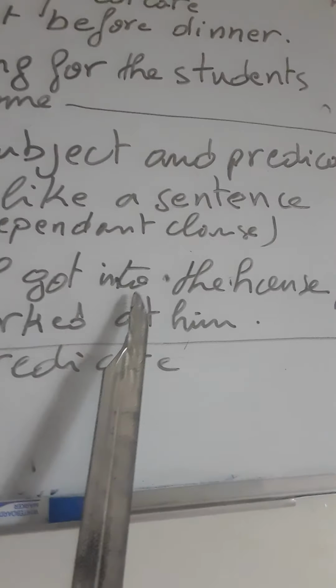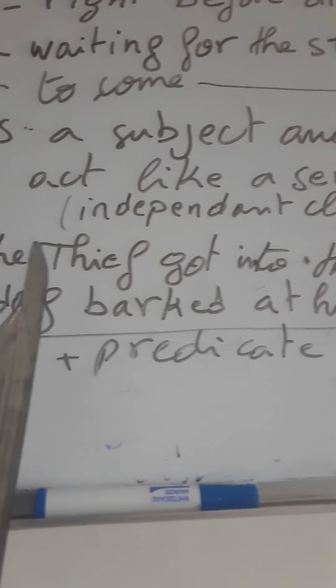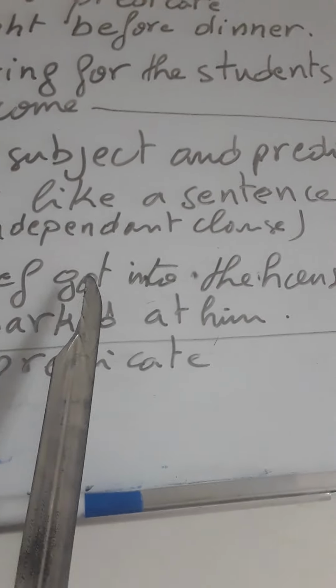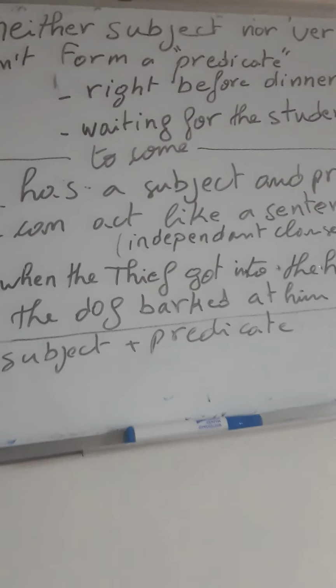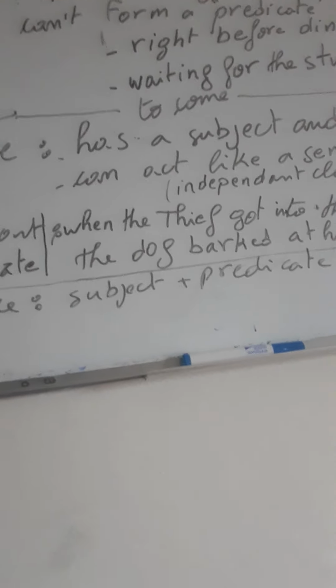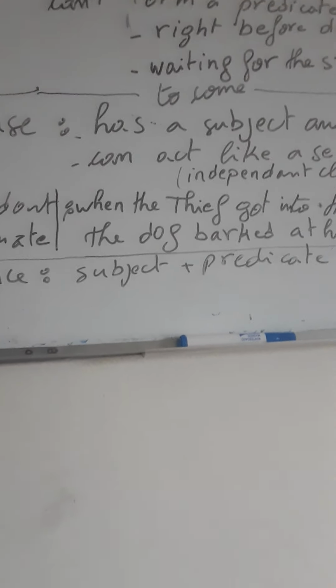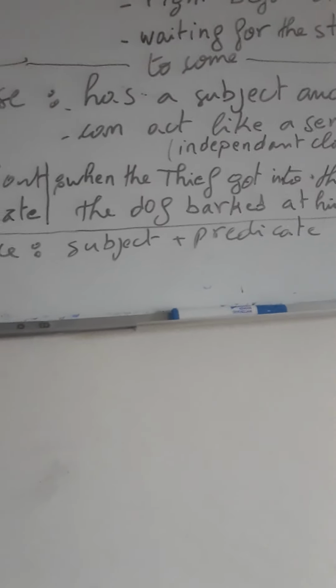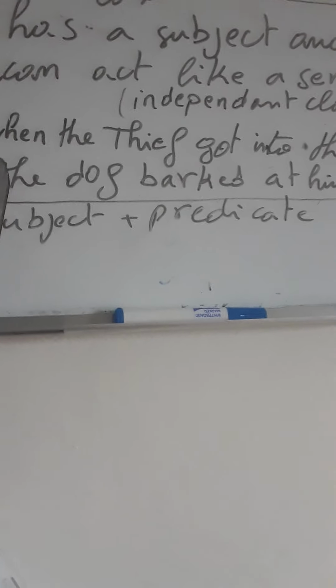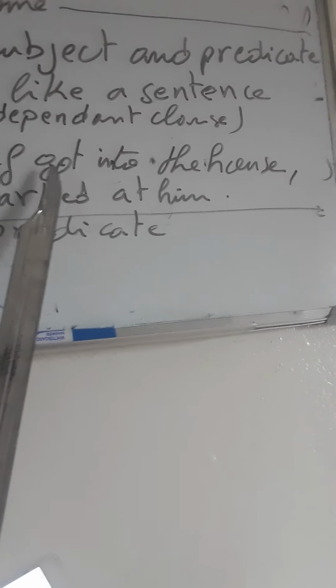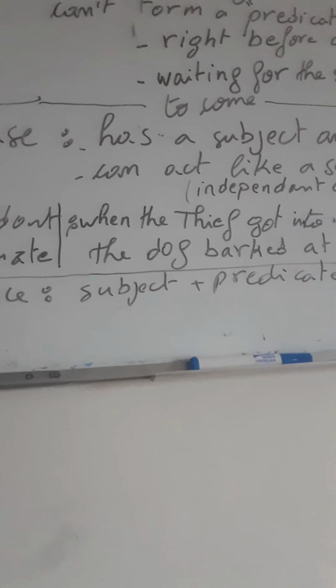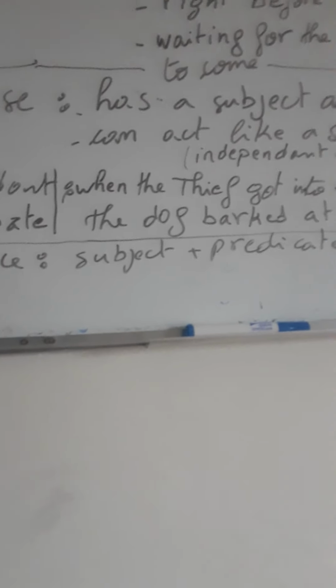Here: "when the thief got into the house." So we have the thief, the subject, and got is the verb. All right. But the meaning is not complete. We are still expecting something, still waiting for the end or the accomplishment of the meaning. When the thief got into the house, what happened? The dog barked at him.